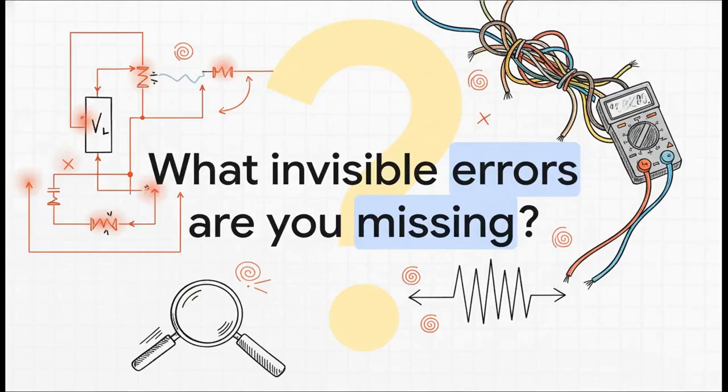Look, at the end of the day, your data is only as good as the measurement you took. All the fancy analysis in the world doesn't mean a thing if the initial number was flawed. The integrity of your entire experiment starts the moment you connect that first wire. So go take another look at your setup. What invisible errors might be hiding in your data right now?